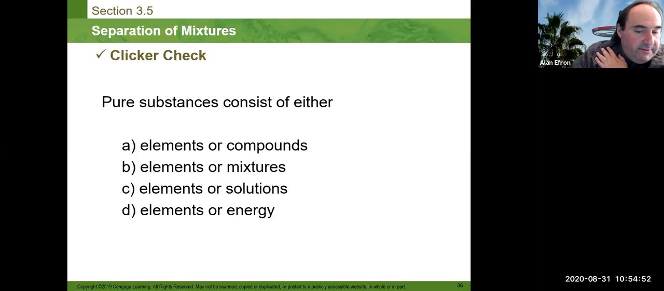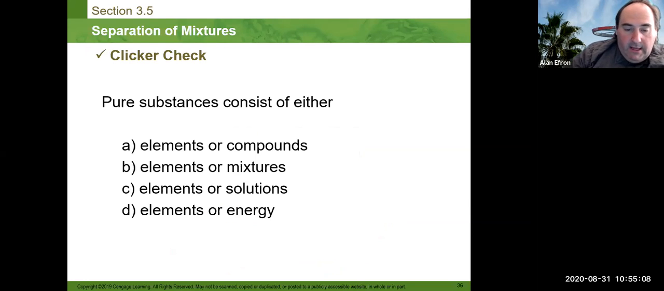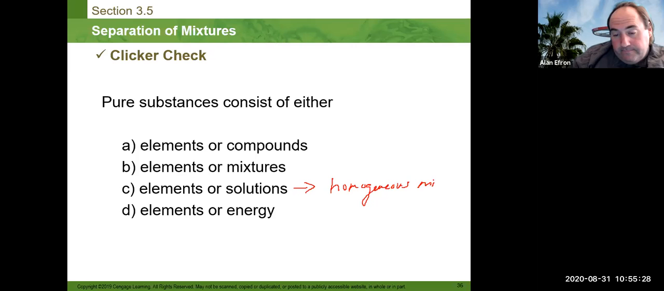So in this case, pure substances consist of, as we just saw, either elements or compounds. And again, that's down here on the bottom. So a pure substance can either be an element or a compound. Elements and mixtures: mixtures are not pure substances, right? They are actually a combination of two or more pure substances. Elements and solutions: solutions really are homogeneous mixtures. And elements and energy would not be the case. So it looks like the correct answer here would be A.